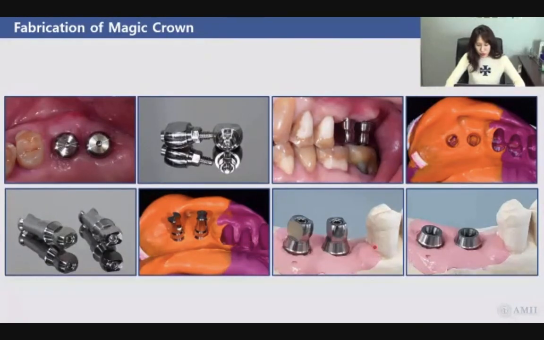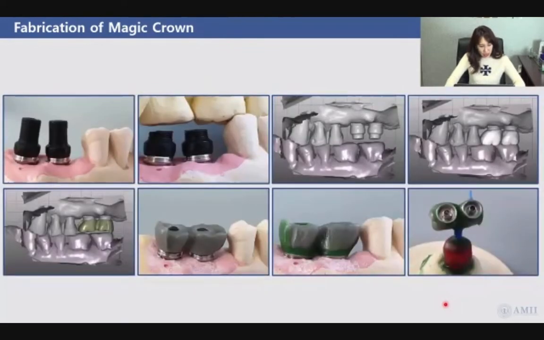We poured the stone and made the model. And then we disconnected this transfer coping from the study model. Now we connected the Magic UCLA cylinder, and according to the crown height space, we removed the plastic part.